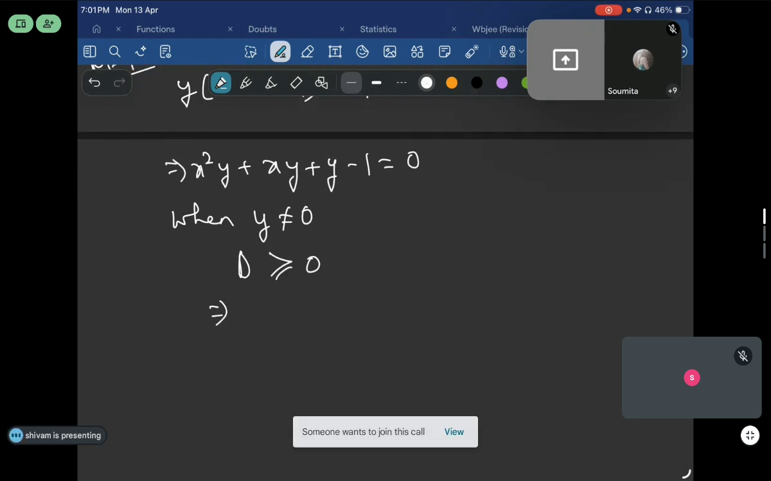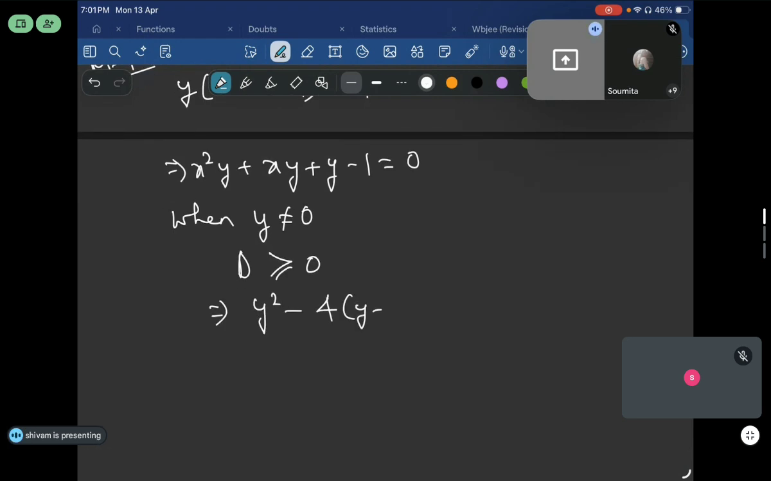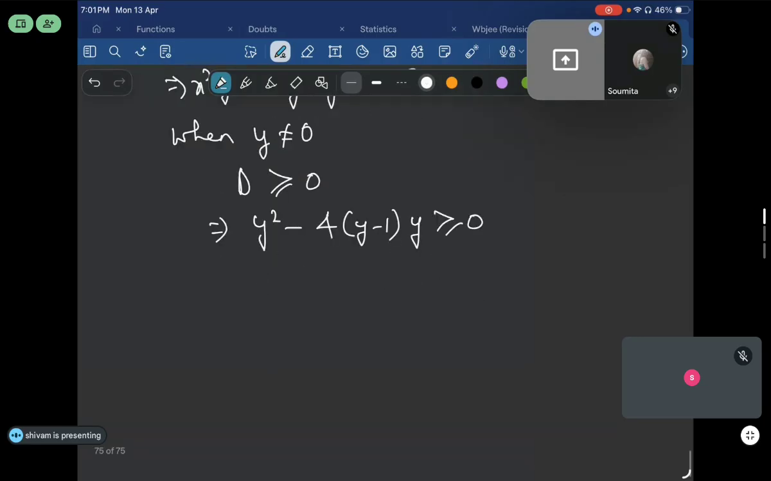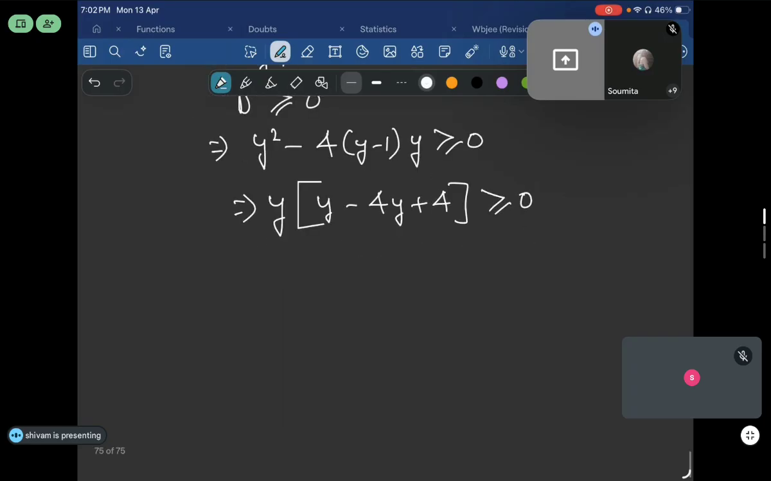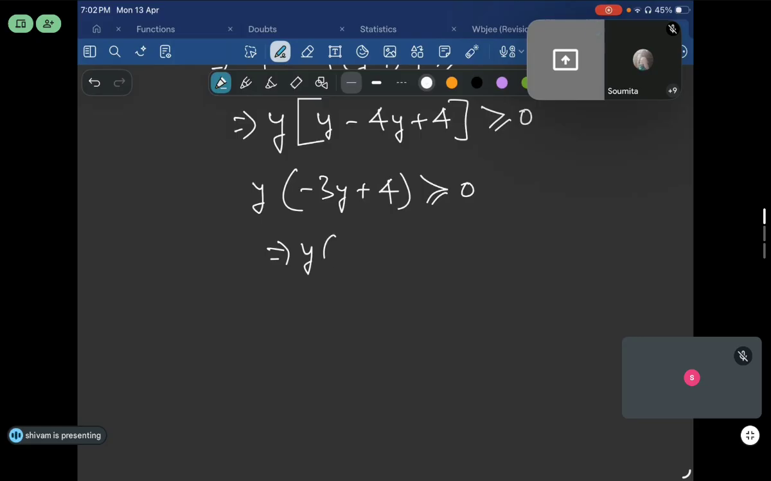This implies b squared, that is y square, minus 4 into (y minus 1) into y must be greater than or equal to 0. This implies taking y common within brackets, what are we getting? y into (y minus 4y plus 4) must be greater than or equal to 0. This implies y into (minus 3y plus 4) is greater than or equal to 0. This implies y into (3y minus 4) is less than or equal to 0. This implies y belongs to open 0 comma 4 by 3 closed.